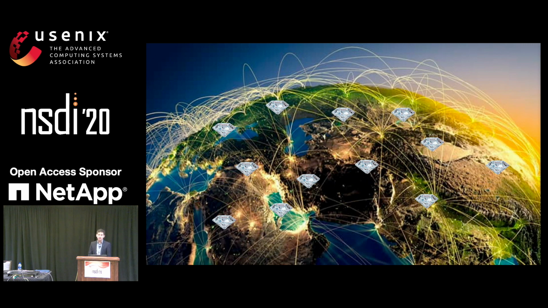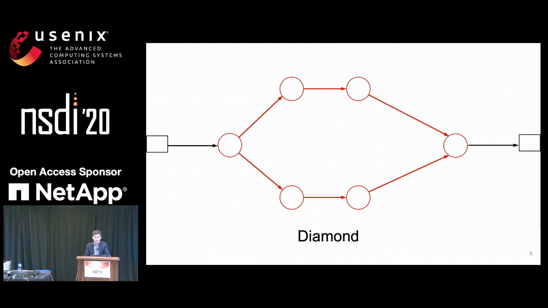There are millions of diamonds out there in the internet, and we are not seeing them. I'm going to show you today a system, Diamond Miner, that allows you to see these diamonds. By diamond, I mean the shape formed because of the presence of load balancing routers in the internet.